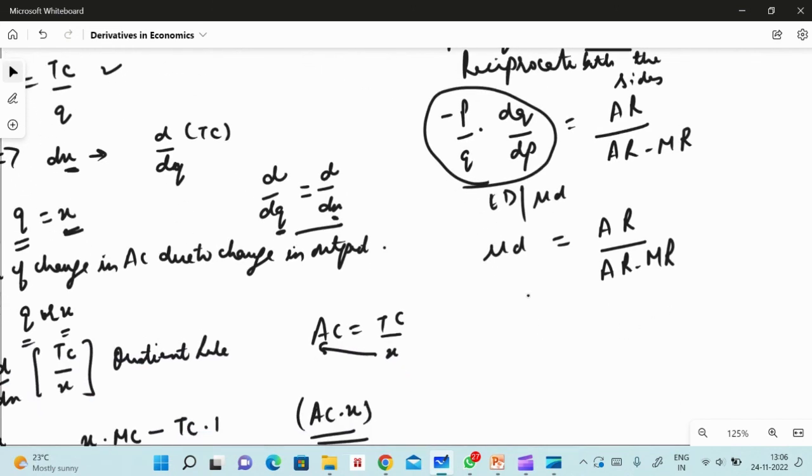So this way we will be able to show the relationship between elasticity of demand, average revenue, and marginal revenue. I hope the concept is clear till now. In the next part of the session, we will cover some practical questions related to these formulas.